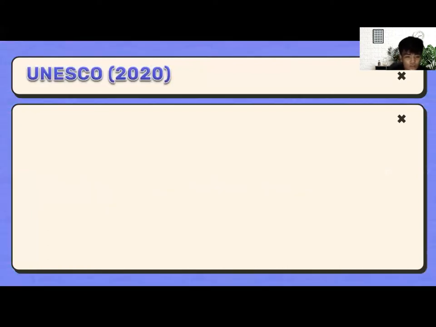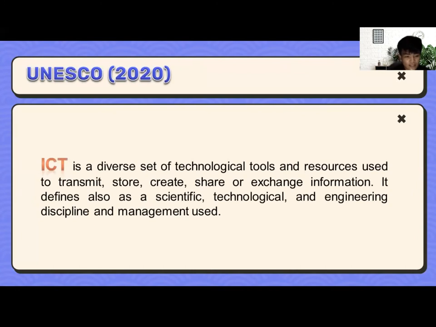According to UNESCO 2020, ICT is a diverse set of technological tools and resources used to transmit, store, create, share, or exchange information. It is also defined as a scientific, technological, and engineering discipline used in management.